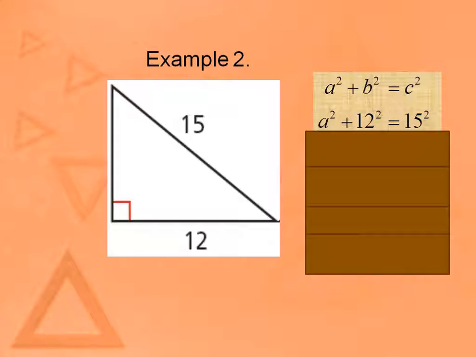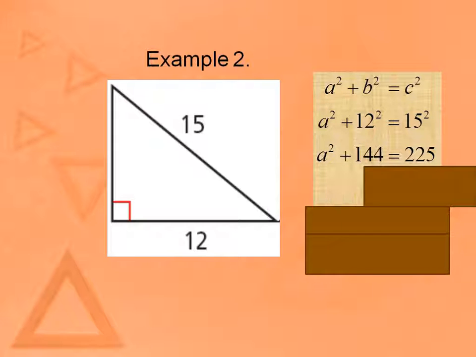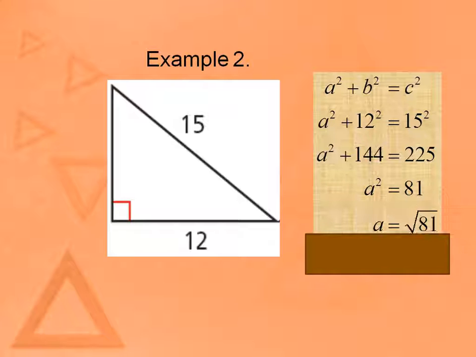I know what 12 times 12 is. I know what 15 times 15 is. And now I'm going to subtract 144 from each side. Well, if a squared is 81, a is going to be the square root of 81. And I happen to know what the square root of 81 is. It's 9.